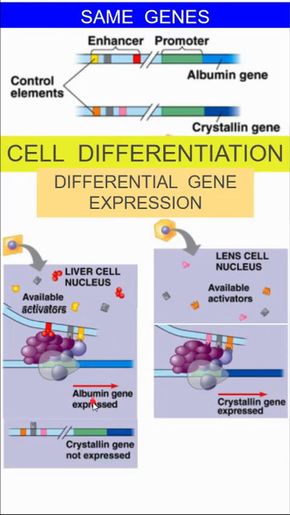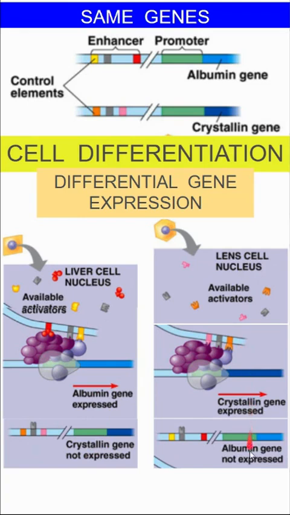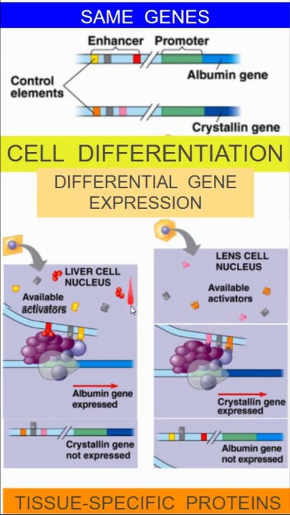So liver cells are not going to make proteins that are important for refraction and transparency, and a lens cell in your eye is not going to make blood proteins. So it comes down to which activators are available, and that leads to different tissue-specific proteins being created, and we have therefore different gene expression and cell differentiation.